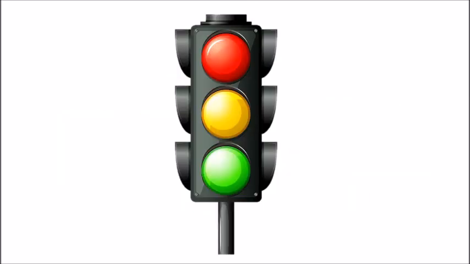Now look at this picture. What is this? It is a traffic light. A traffic light has three colors: red, yellow and green. Can you tell me which color is in between? Beech mein kaun sa color hai? Correct. Yellow light is in between.